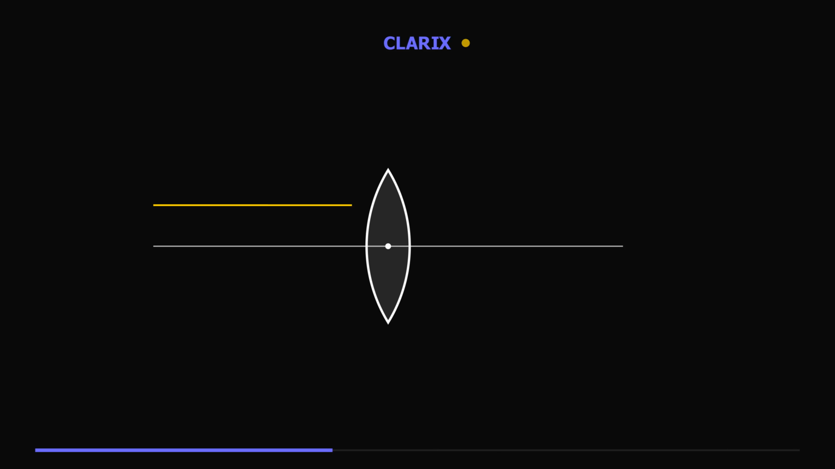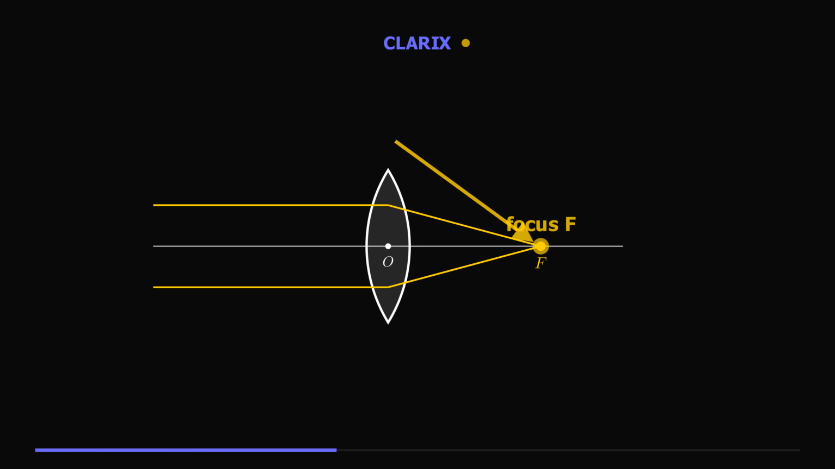Quick names. The middle of the lens is the optical center. A ray through it goes straight, undeviated. The line through the centers of the two curved surfaces is the principal axis. Parallel rays converge at, or appear to come from, the principal focus, F, and a lens has one on each side. The distance from the optical center to the focus is the focal length, f. Same vocabulary as mirrors, which is the whole point.